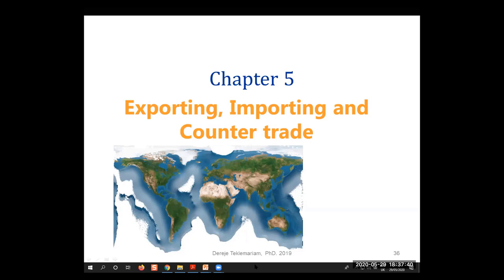Economic order quantity. Once we know the average demand size, we determine the average outflow amount.